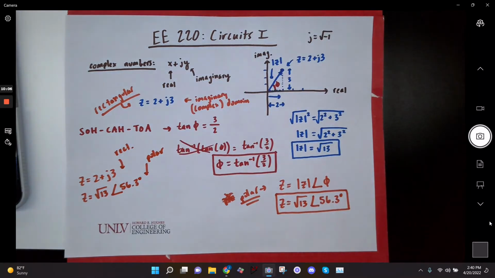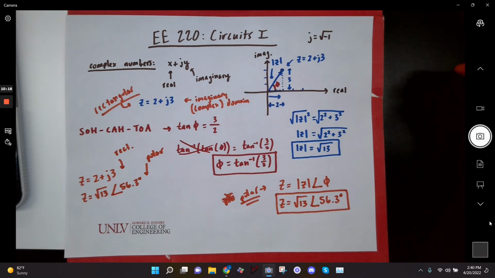Okay? Any questions before I move forward? Because this is the gist of pretty much everything that we're doing from here on. In 221, the first several lectures will be this stuff and applying it to circuits. Everybody good with this?